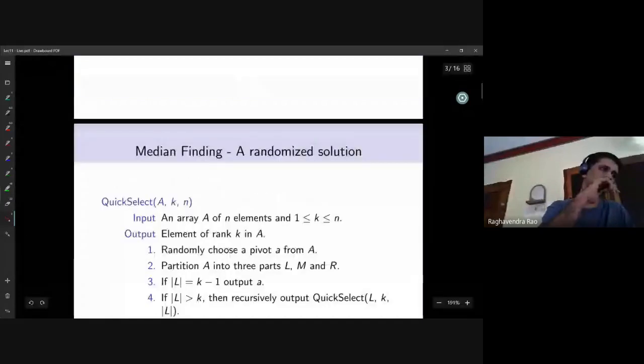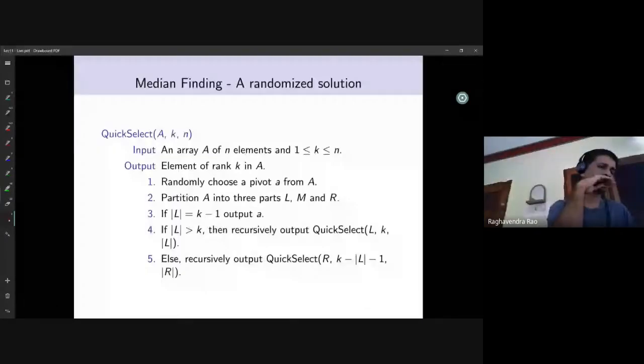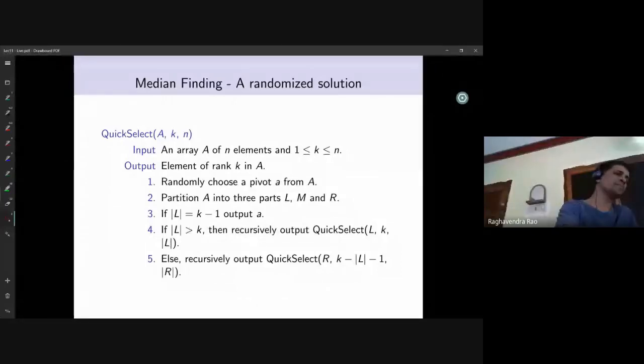Just a quick look at the algorithm that we had looked at yesterday. It's what we call quick select. It's just a variant of, or a restriction of, quick sort. All we do is randomly choose a pivot and then partition the array. There are three possibilities for the pivot, and based on the value of k and the rank of the pivot, we can decide which part of the array contains the element that we are looking for, that is the element of rank k.